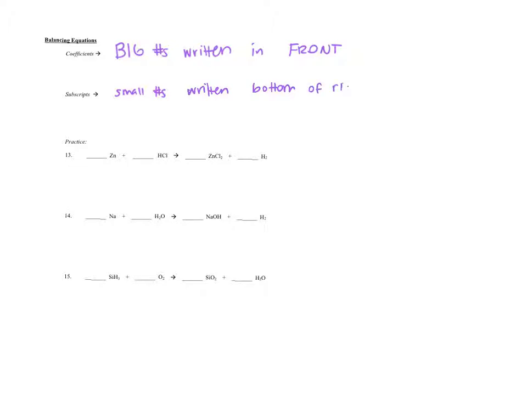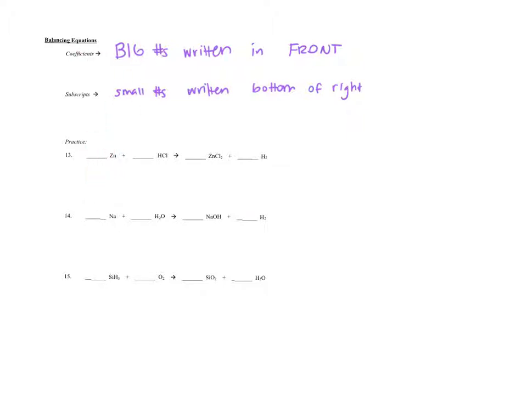Here's the difference. You can change a coefficient. You can add or delete or subtract a coefficient. But what you can't do is change a subscript. So you can add as many coefficients as you need to balance the equation, but you cannot change the subscript. So what this means is this 2 with this Cl here, you cannot delete that. You cannot change that little subscript. You cannot add a subscript. The only thing you can do is add big numbers in front here where these lines are.